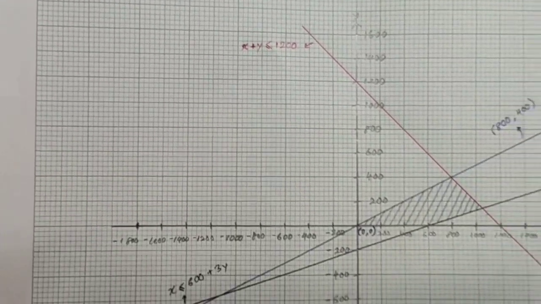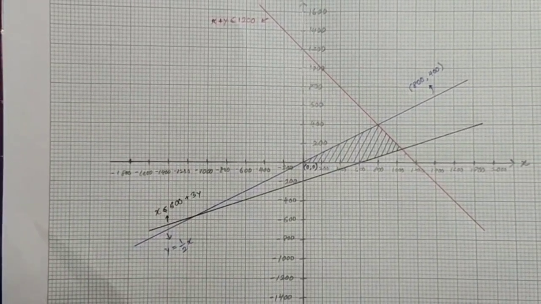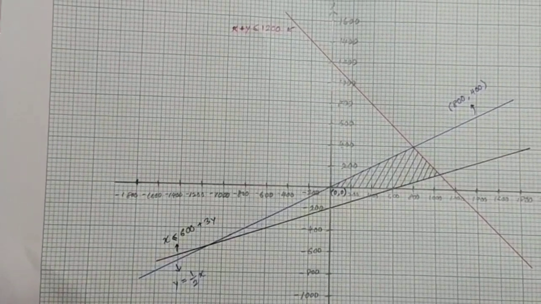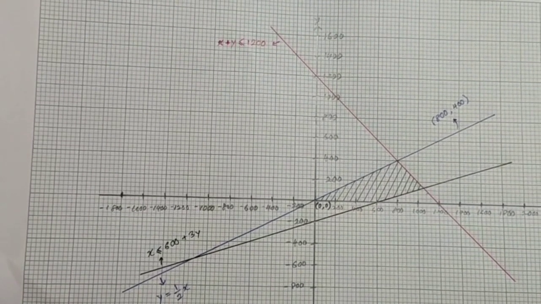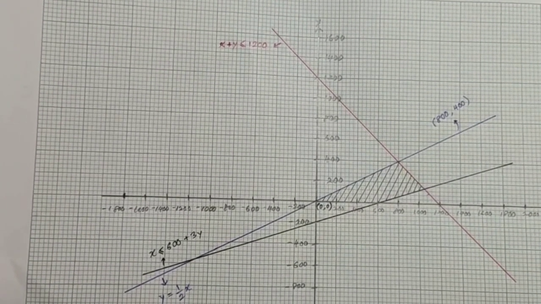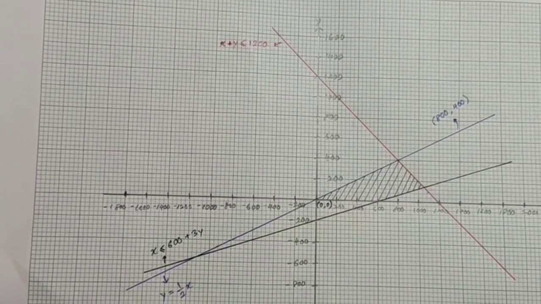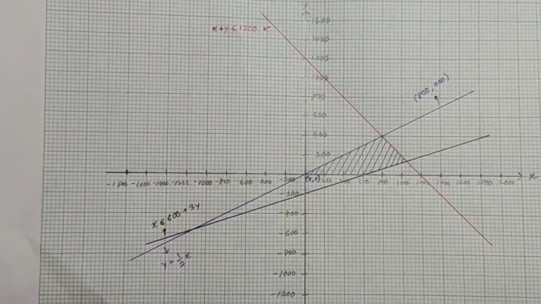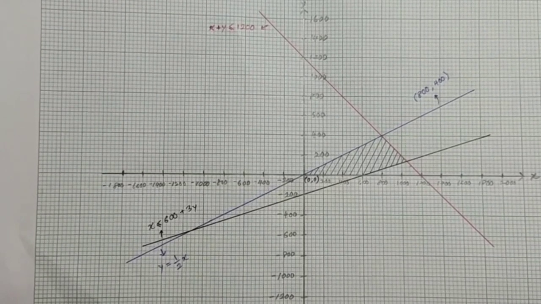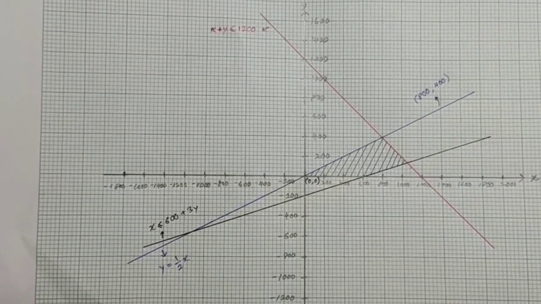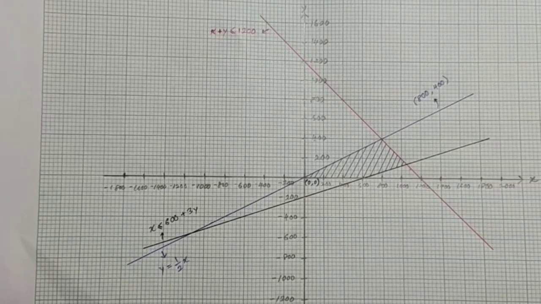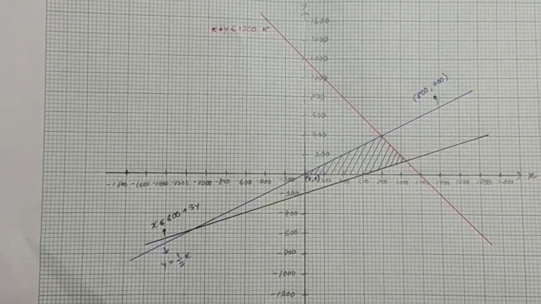So we are going to the next part, question 3B. The graph has been drawn. There are 3 equations that intersect each other. The red one is equation number 1, and the blue line is equation number 2, and lastly the black one is equation number 3.